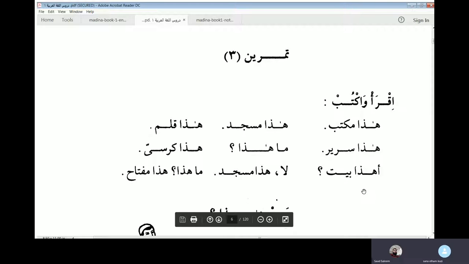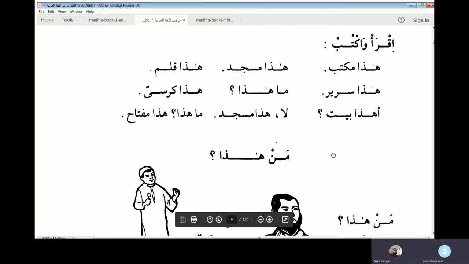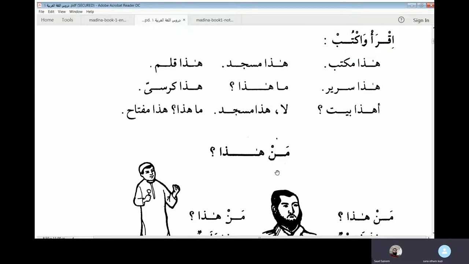A-hadha bayt? Is this a home? La. Hadha masjid. No. This is a mosque. Ma hadha? What is this? Hadha miftah. This is a key. Now, Miss Sana, complete this page.